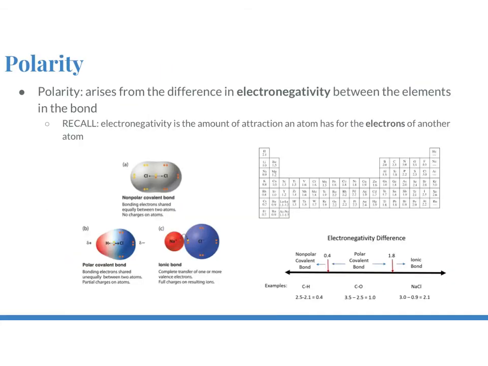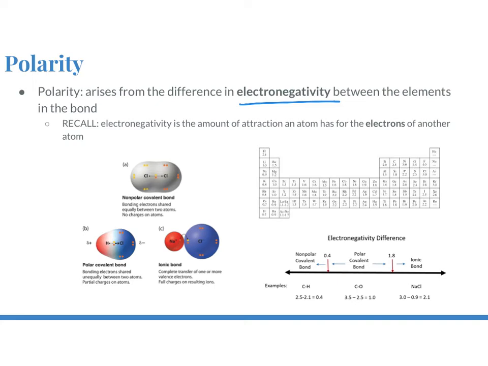All right, so we've already talked about the different types of covalent compounds or covalent bonds. So we talked about how we have a nonpolar covalent bond and a polar covalent bond. And this kind of brings us to this discussion about polarity. So polarity is going to arise from the difference in electronegativity between the elements in the bond. So recall that electronegativity is the amount of attraction an atom has for the electrons of another atom. I kind of refer to it as like how bad an atom wants electrons.